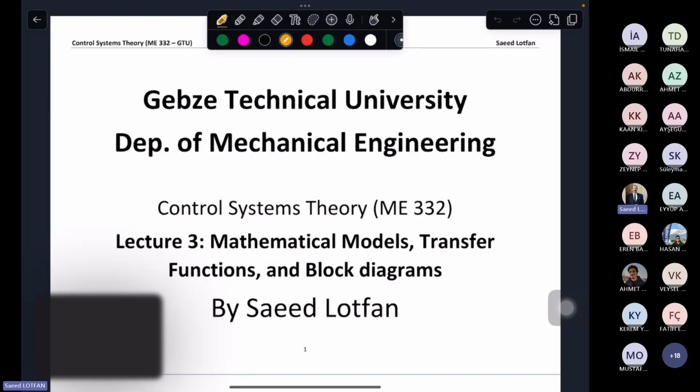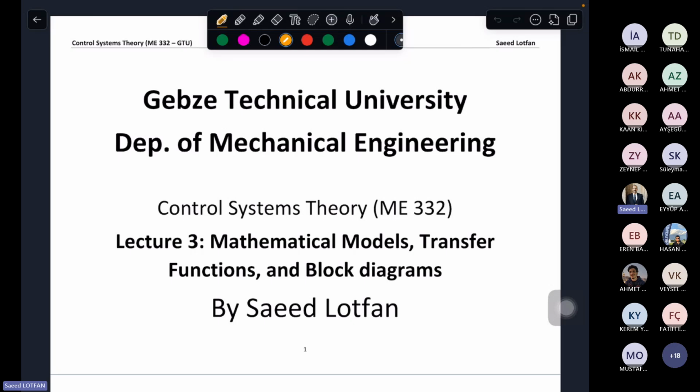Okay, guys, we're going to start lecture 3 today. Last lecture, we discussed the mathematical models, transfer function, and block diagrams for electrical and mechanical systems. There are some other systems like torsional mechanical systems and systems with gears, and also electromechanical systems that we are going to discuss today.